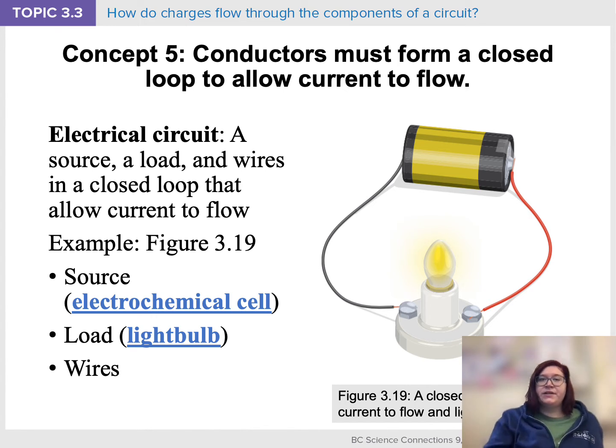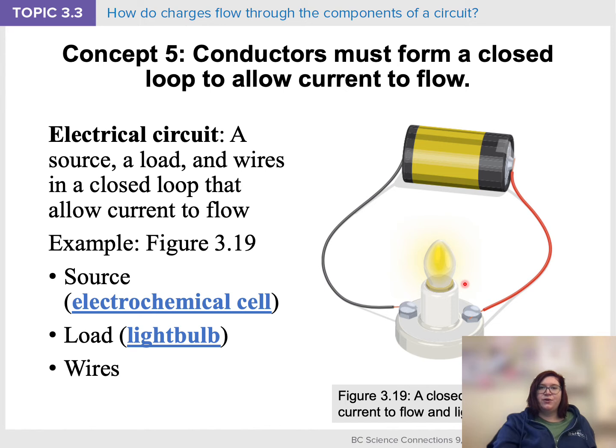Now conductors have to form a closed loop. Conductors are things like metal wires. They have to form a closed loop to allow the current to flow. It won't flow if it's open. And we call this an electrical circuit. A source, a load, and wires in a closed loop make a circuit.